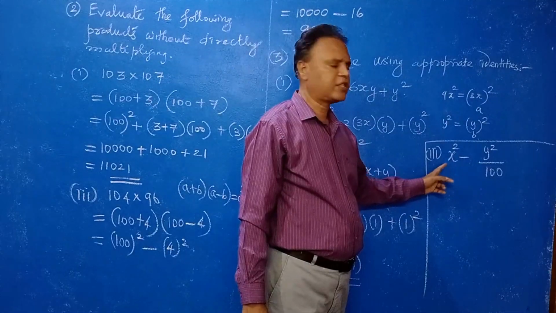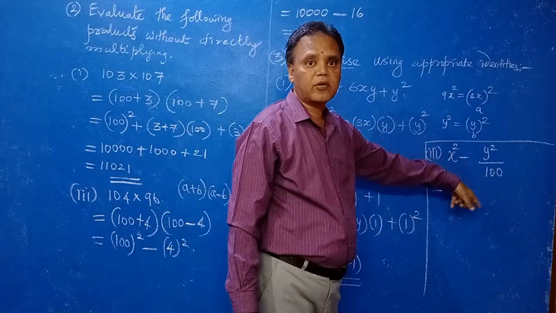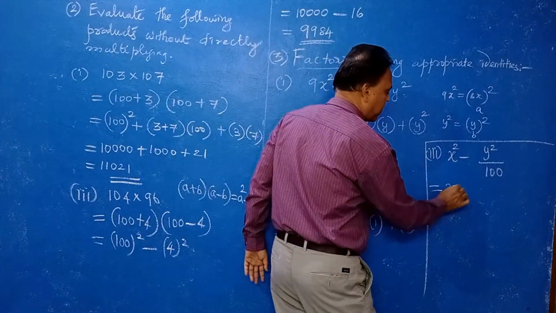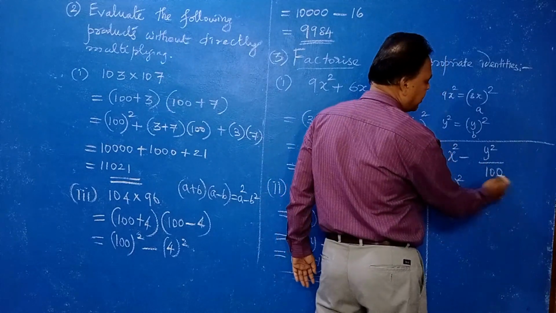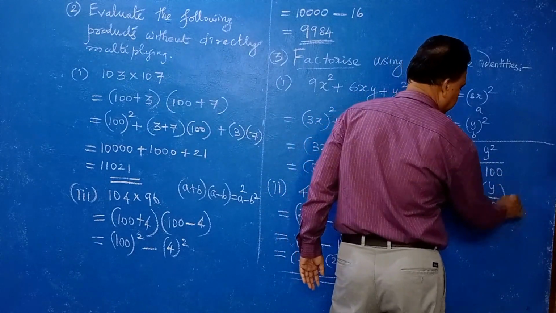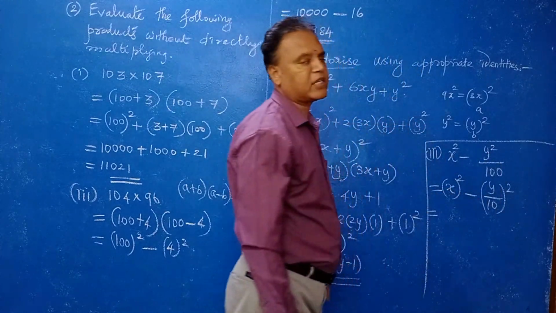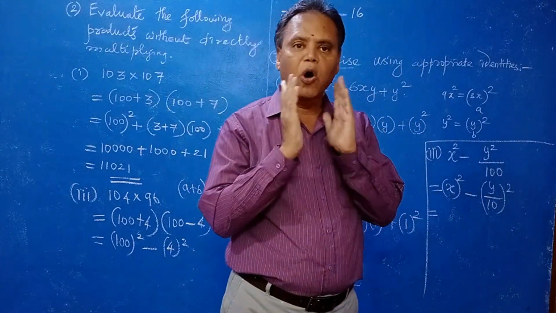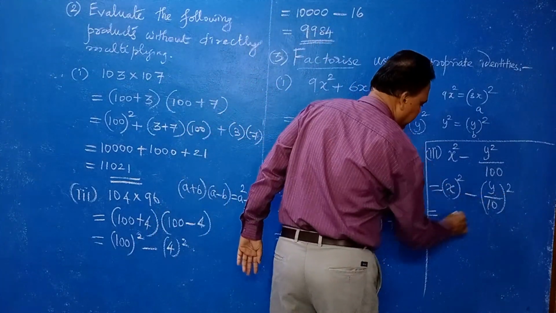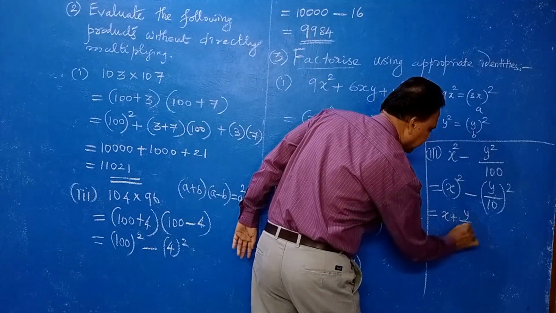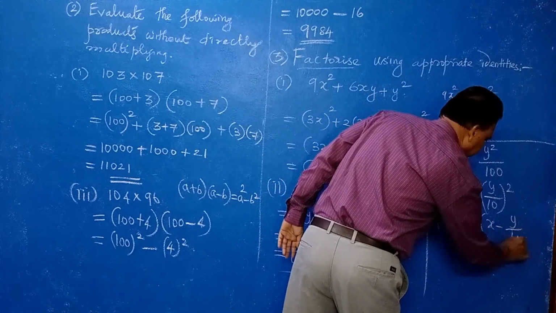Clear? You see this third problem. This is in the form of a squared minus b squared. How to make it? a the whole squared minus b, what is b? Y by 100 means y by 10 the whole squared. So you square it correctly. So in the form a squared minus b squared. A squared minus b squared means how to remember, a plus b into a minus b. That means x plus y by 10 into x minus y by 10.